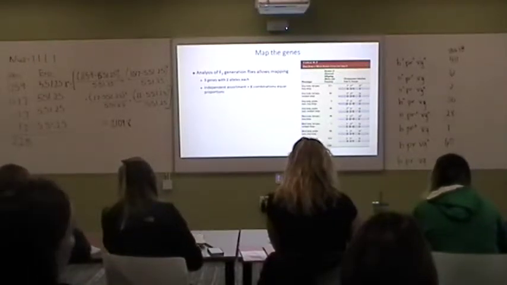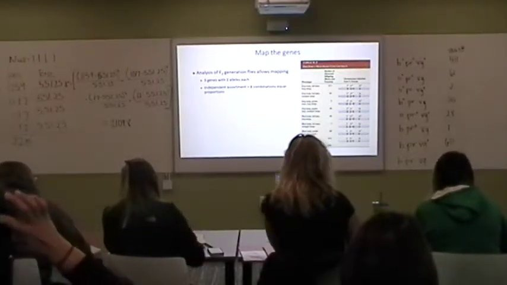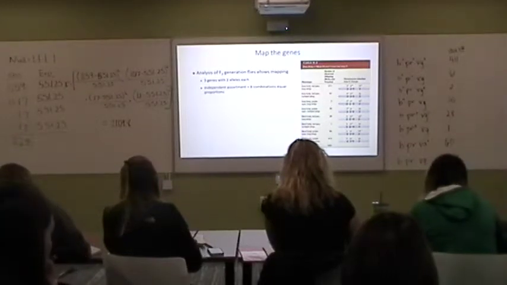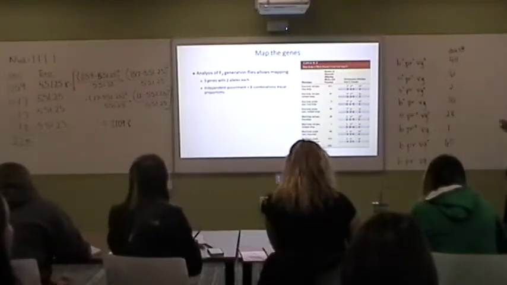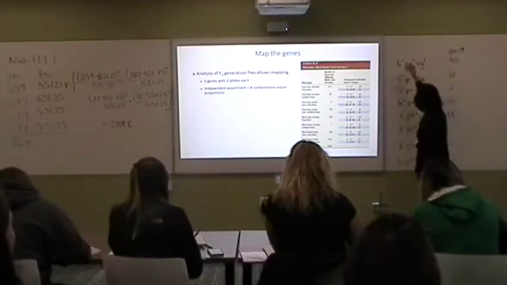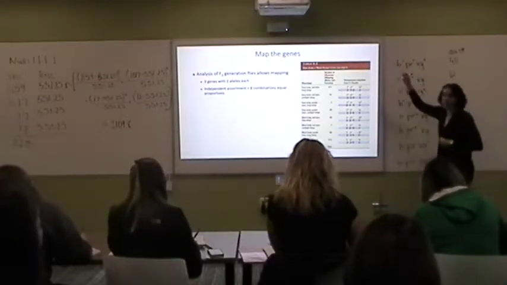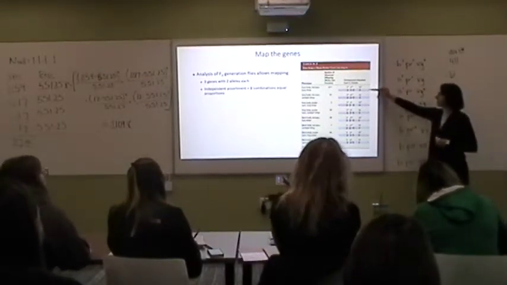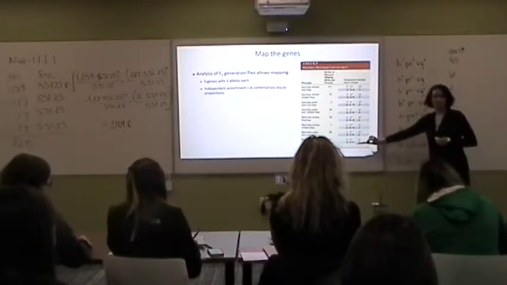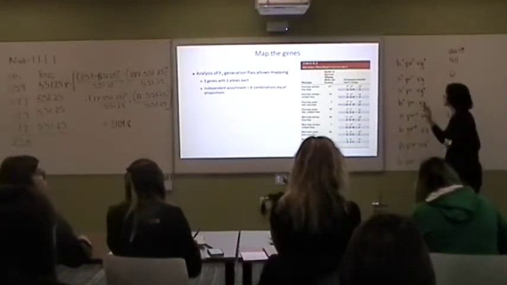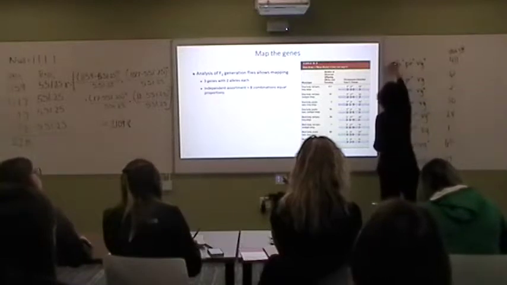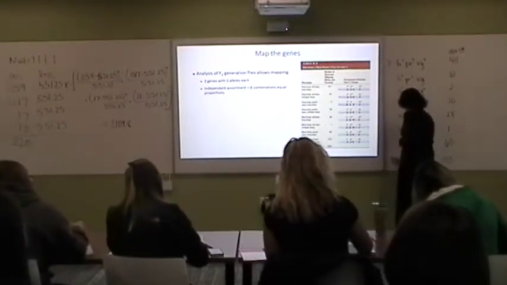Double, single, and parentals. So which one of these are our parentals? Okay, so the top and the bottom. They won't always be arranged like that, but in this case the way that they do it is all wild type down to all recessive, and then you see variants along the way, so that's why it looks like that. So this would be a parental, and this down here would be a parental.